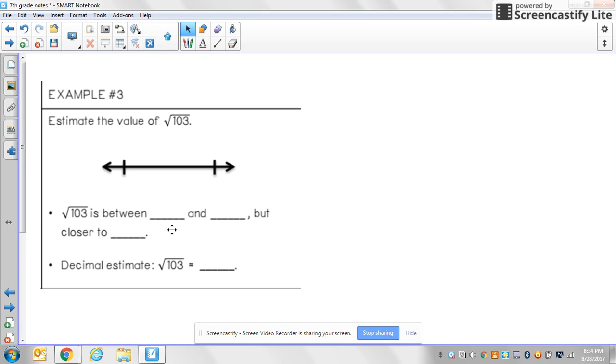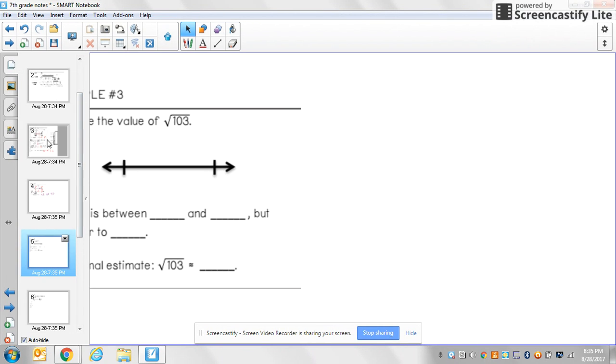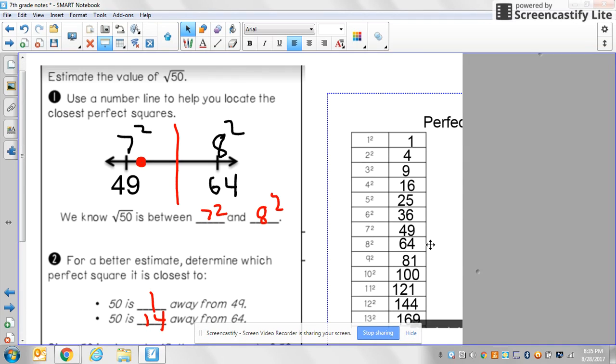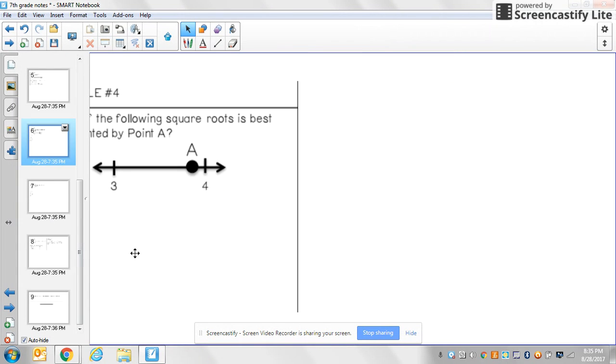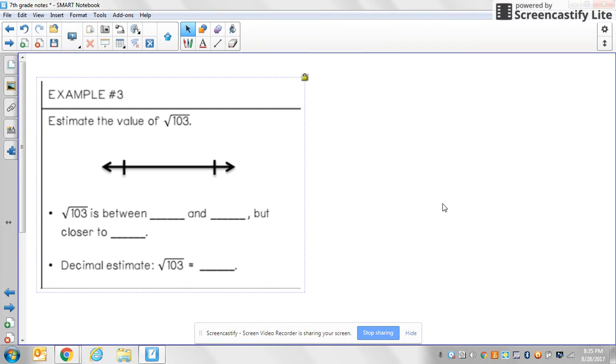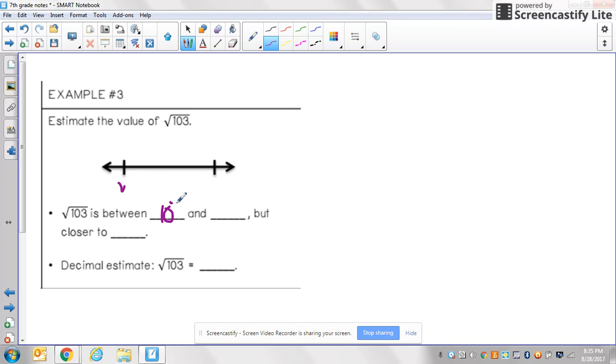And now that you have come back, let's check to see how you have done. Now, we're looking at estimating the square root of 103. So remember, the first thing we have to do is go back to our perfect square list and figure out where about 103 is. And 103 is in between 10 squared and 11 squared. So we go back to our problem, and we say that 103 is between 10 squared and 11 squared, which we said was between 100 and 121.